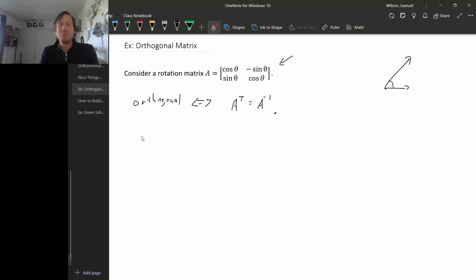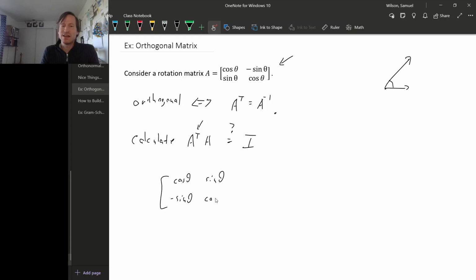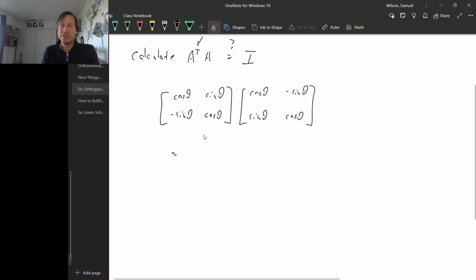Okay, so it's actually very easy to check if a matrix is orthogonal. You just have to calculate A transpose A and check, do I get the identity? Because if you did get the identity, that means A transpose was really the inverse. So let's do that in this case. So the transpose of this matrix is cosine theta sine theta minus sine theta cosine theta. And then A itself is cosine theta minus sine theta, sine theta cosine theta. Okay, now we have to work out this matrix product.